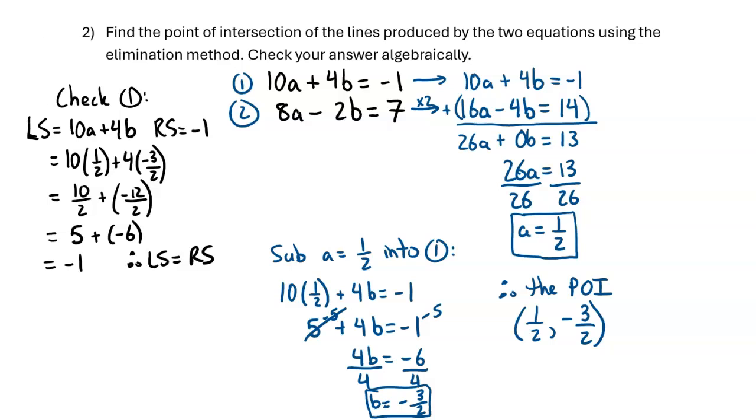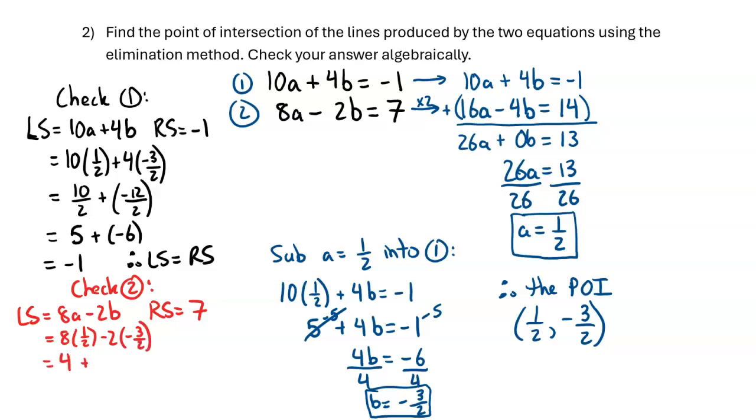But we haven't checked the second equation yet. So let's check that one as well to see if it works for that as well. So what we're going to do is, again, separate the left side and right side out, and substitute a and b in for the variables. So in the place of a, we have a half, and in place of b, we have negative 3 over 2. Doing the same thing as we did before, 8 times a half gives me 4.